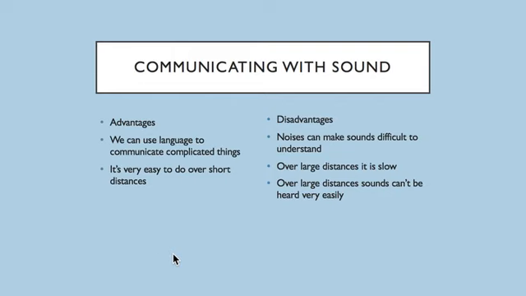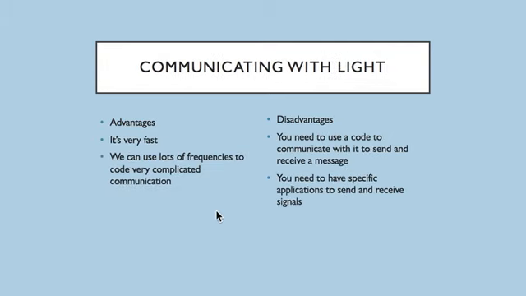So the last thing we said we'd do is look at the advantages and disadvantages of communicating with sound and light. So there's things you might think about, but I'd like you to think about these ones. So if we're communicating with sound, some advantages might be that we can use language quite easily to communicate complicated things in the way that I am right now, and it's really easy to do over short distances. But some disadvantages might be that noises can make sounds difficult to understand. Over large distances, it's actually quite slow, like we saw with the lightning. And over large distances, it can't be heard very easily as well. So if you're further away than you can actually hear the sound, then you obviously can't communicate with it.